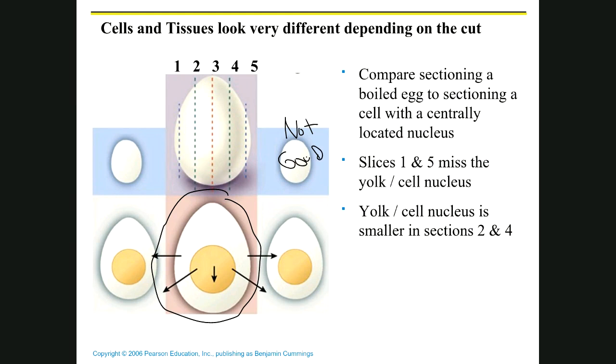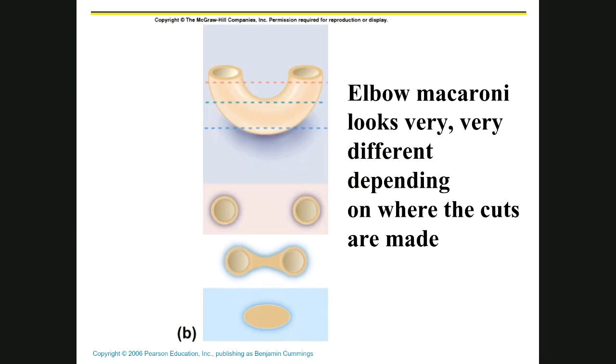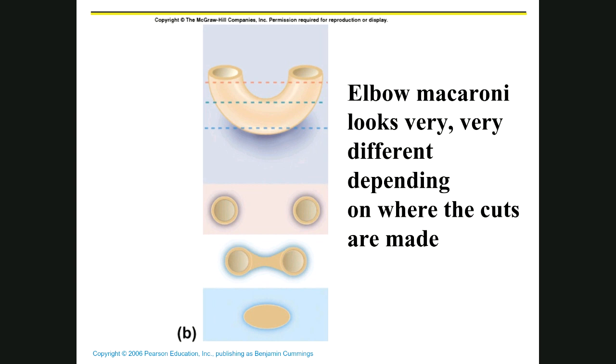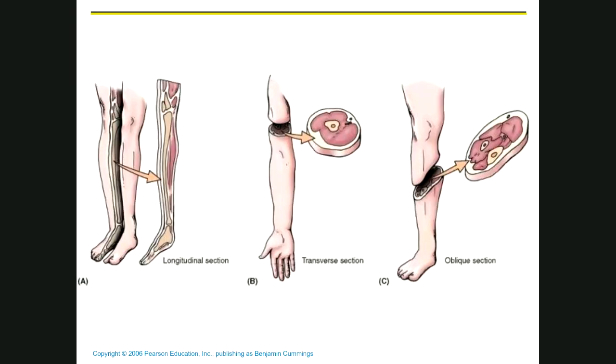Well, you're going to have to do that on your own. I can show you how to do it, but I'm not going to be there with you when you're doing it. Does it make sense to everyone? Look, here's elbow macaroni. Same thing. Look, those cuts were made like this. And look how different these things look. None of them look like elbow macaroni, but they look very, very different from each other. And so again, depending on how tissues are cut, depending on how cells are cut, they look very, very different from each other. Any questions about it?